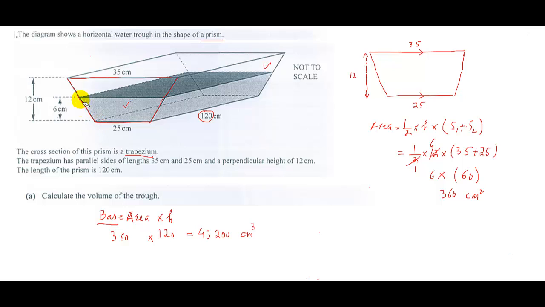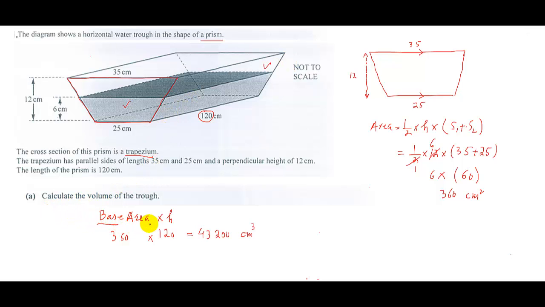So the cross section is this trapezium, which is shown over here in the red boundary line. I have redrawn this over here, and these are the parallel sides, 25 and 35. The area of this trapezium is half into height into sum of the parallel sides. So just plug in the values and simplify. The area of the trapezium is 360 centimeters squared.